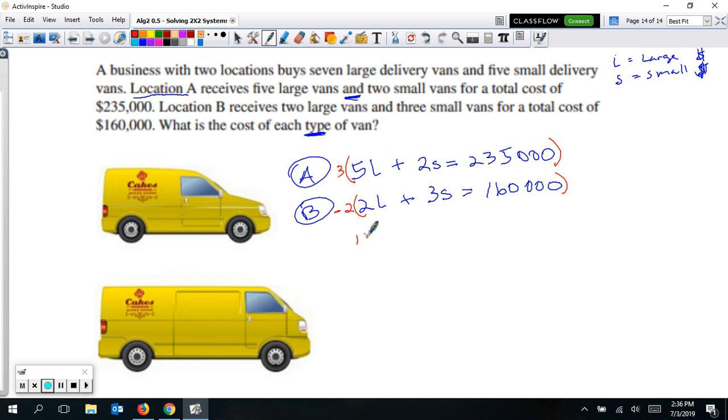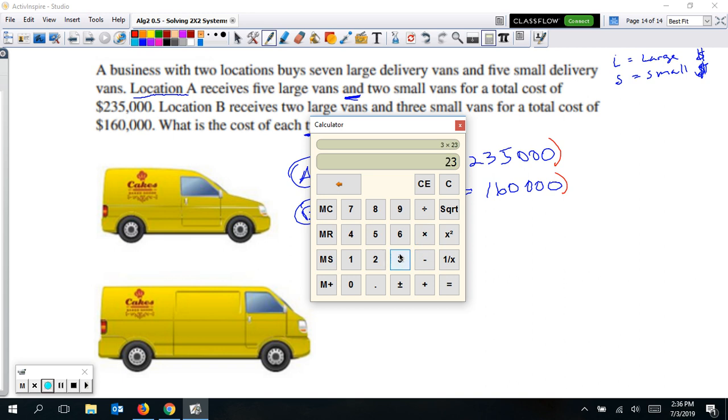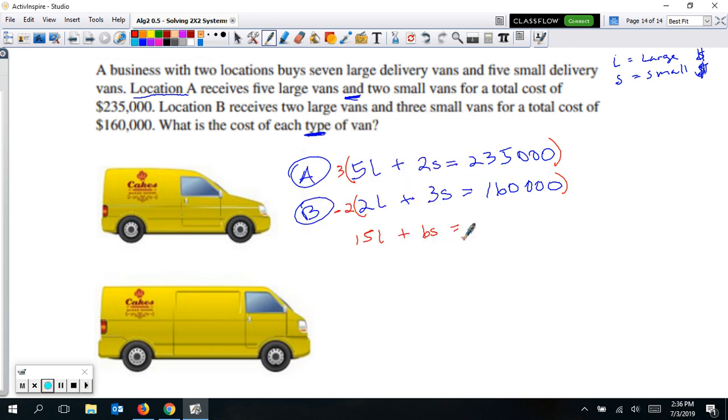So 3 times 5, I know it's going to be 15L. And then we're going to get 6S. And then this times 3, maybe I'll use my calculator for that. So 3 times the 235. I'm going to go 3 times 235 and just do that first. 705, so it's 705 with 3 zeros after it. And then this one's going to be negative 4L and minus now 6S, and then 2 times this, that's going to be negative 320,000.